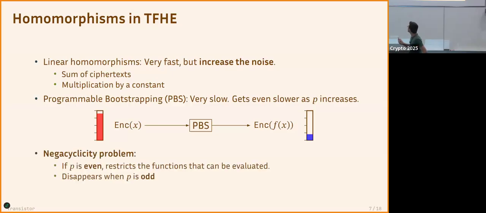And there's one other thing I want you to know about TFHE. It's something called the negacyclicity problem. Without entering into the details, it means that if you take a plaintext modulus that is even, you're going to have some restrictions on the functions that you can evaluate with this PBS. There are countermeasures, but they make the design of homomorphic circuits quite difficult. And this problem disappears when P is odd. So that's why we made this design choice.